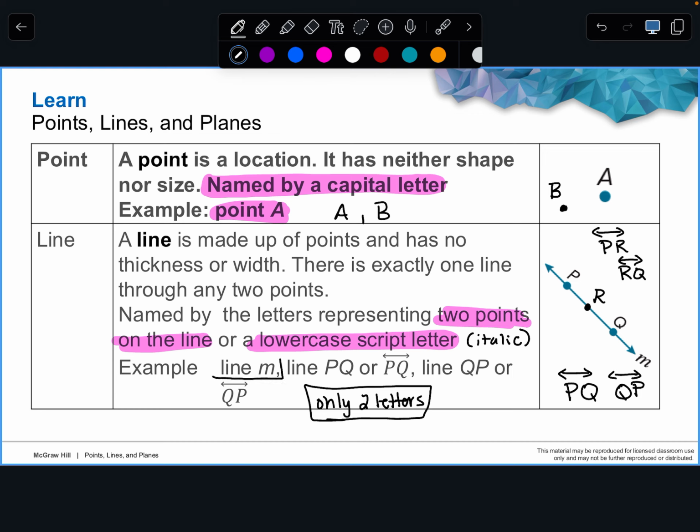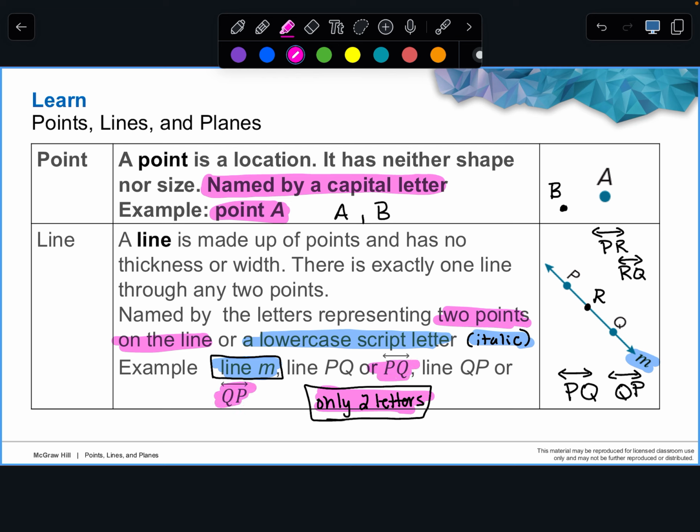Or you get the one italic script letter. You can go line M, because see, they named it there. Line M, because we gave it that script letter there. See it? Couple options. If we're doing italics, you get one letter or 2 points in the line. There we go. Something like that or that.